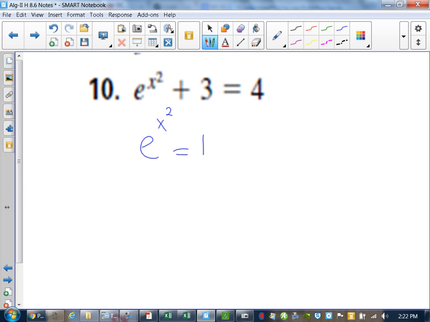Then you just take the natural log. Remember, natural log stands for log base e. So you take the natural log of both sides, and you're going to get x squared equals the natural log of 1. Now remember, log base e of 1 is what? 0. What's 0 squared? 0. What's e to the 0? 1. What's 1 plus 3? 4. Didn't it work? Sure.